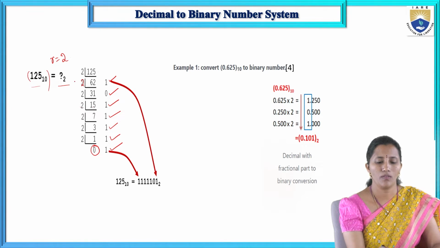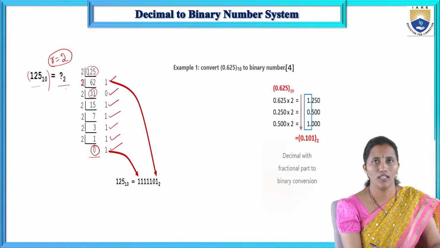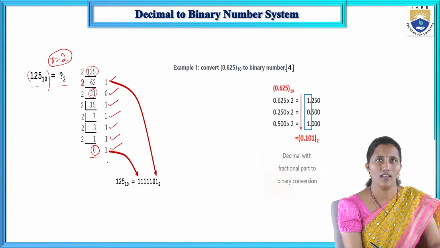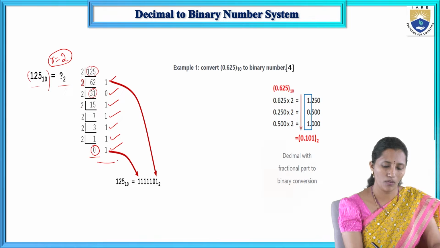So we take the radix value. Here we are converting the decimal number into the binary number system, so divide that decimal number by 2 and take the quotient and remainder. Again divide that quotient by 2 and take the quotient and remainder. We do this procedure until we get the quotient 0. And next, how to write this binary number? From down to up.